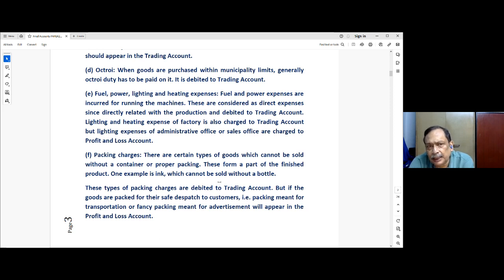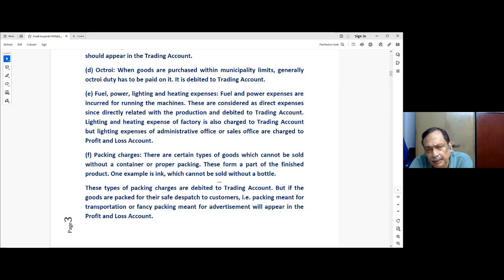Fuel and power expenses are incurred for running the machines. These are considered direct expenses since they are directly related to production, and are debited to the trading account. Lighting and heating expense of the factory is also charged to the trading account, but lighting expenses of the administrative office or sales office are charged to the profit and loss account.